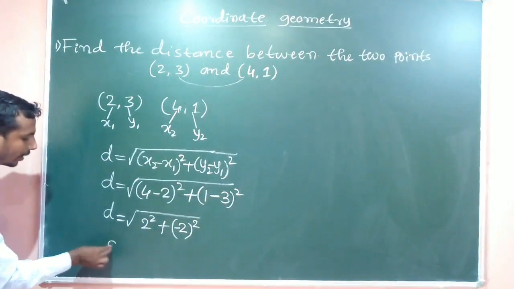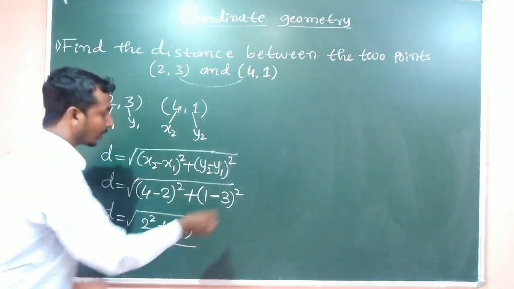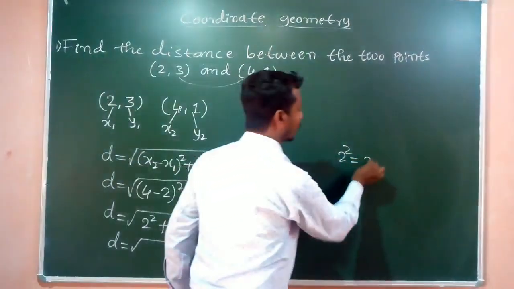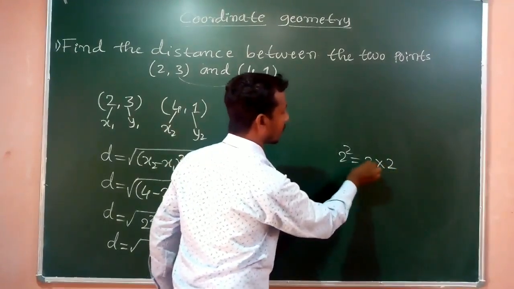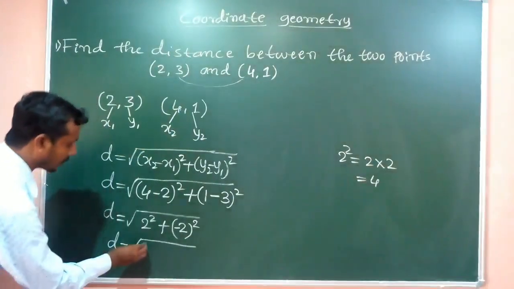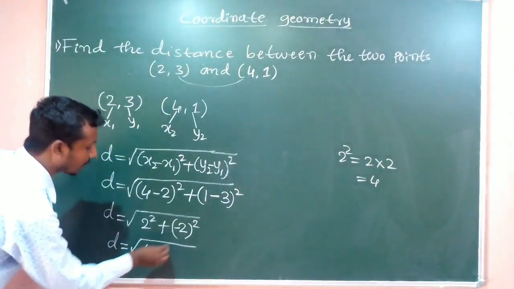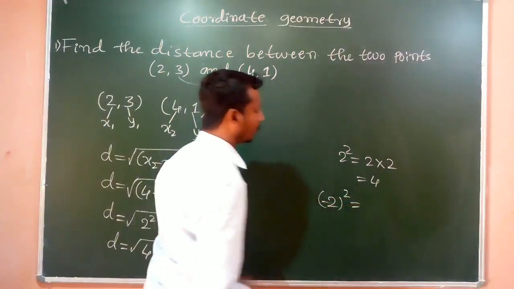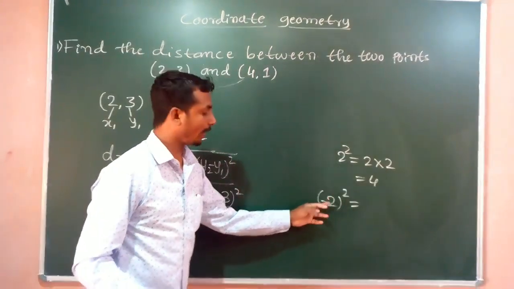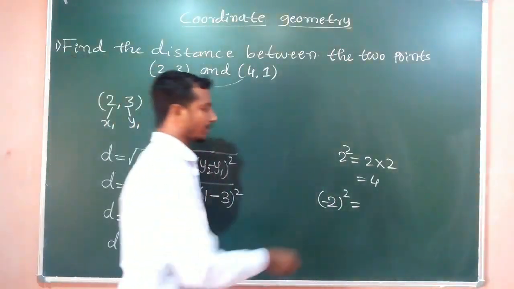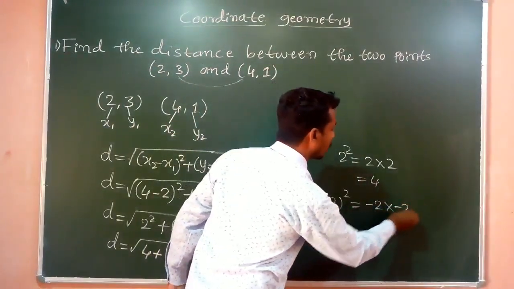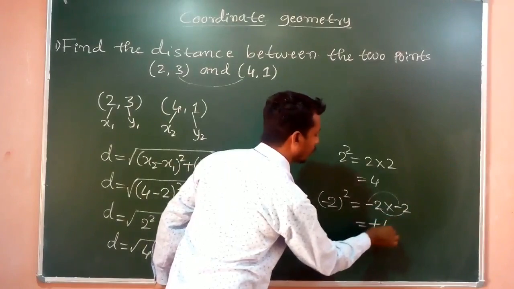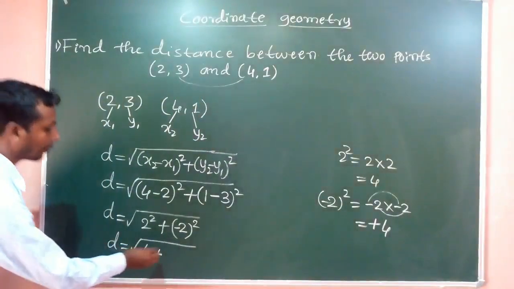Now here we know that d is equal to square root of 2 square is 4. 2 square means 2 is multiplied by 2 times, 2 2s are 4. Then 2 square is 4 plus minus 2 whole square. Minus 2 whole square means minus 2 is multiplied by 2 times. Then it becomes minus 2 into minus 2. Then minus into minus becomes plus, 2 2s are 4. Then minus 2 whole square is plus 4.